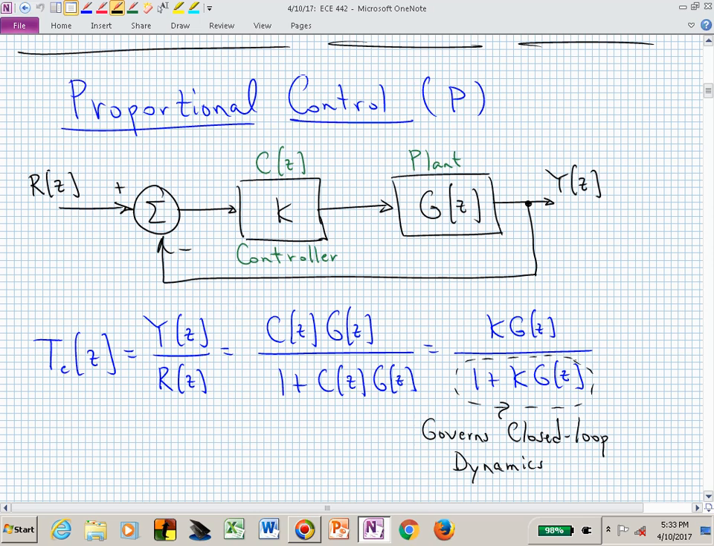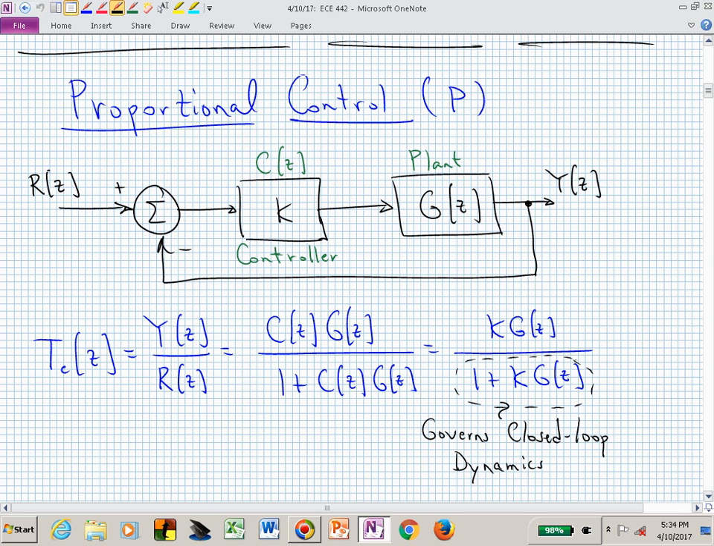Here's proportional control, the P control, the P part of a PID controller. And now we've isolated the gain K from our plant G of Z. And again, we can always find this closed loop transfer function. That's Kg over 1 plus Kg in this case, where C of Z is equal to K. And we're interested in the closed loop dynamics.